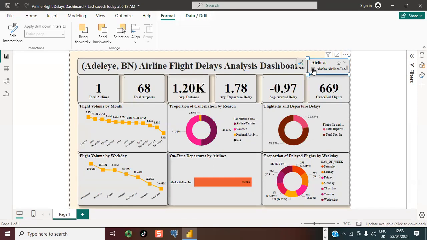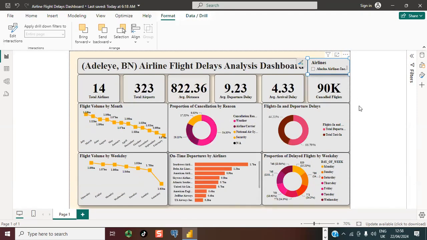So that is it for my airline flight delays analysis dashboard using Power BI.